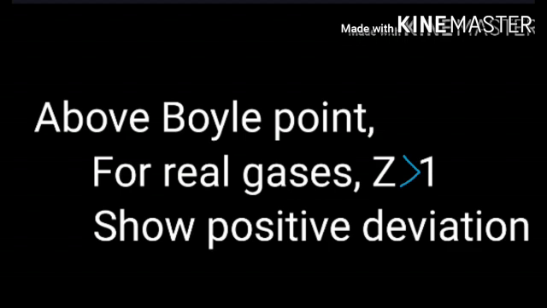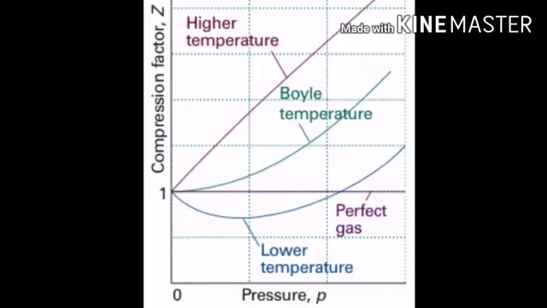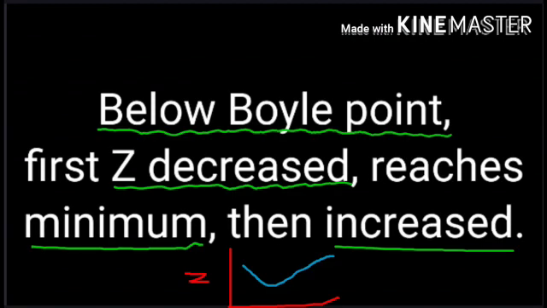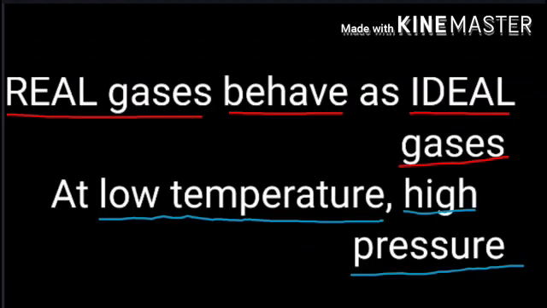So, Z values are always greater than unity. So real gases show positive deviation, but below the Boyle point, Z value decreases with increase in pressure and reaches a minimum and then increases with increase in pressure. So below the Boyle point, first Z value decreases, then reaches a minimum and then increases. So real gases behave as ideal gases at high temperature and low pressure.